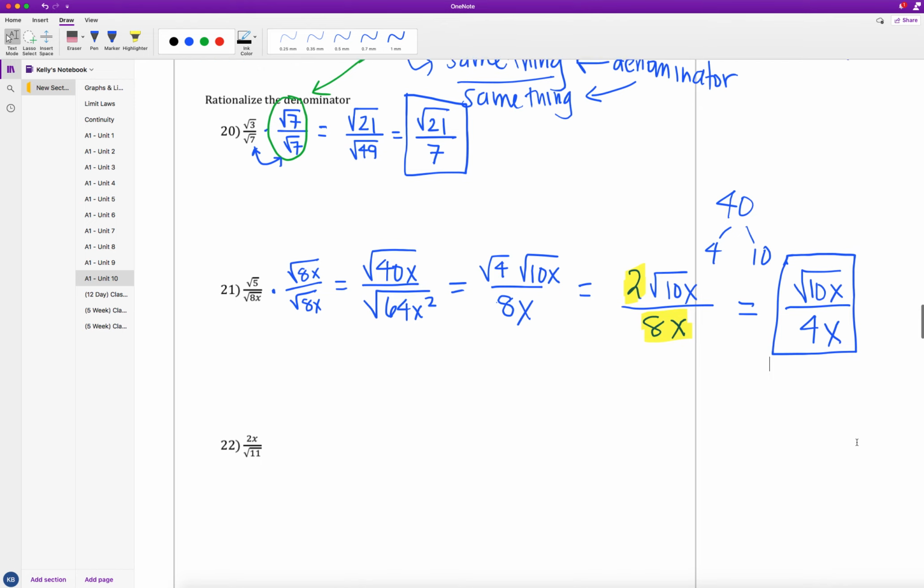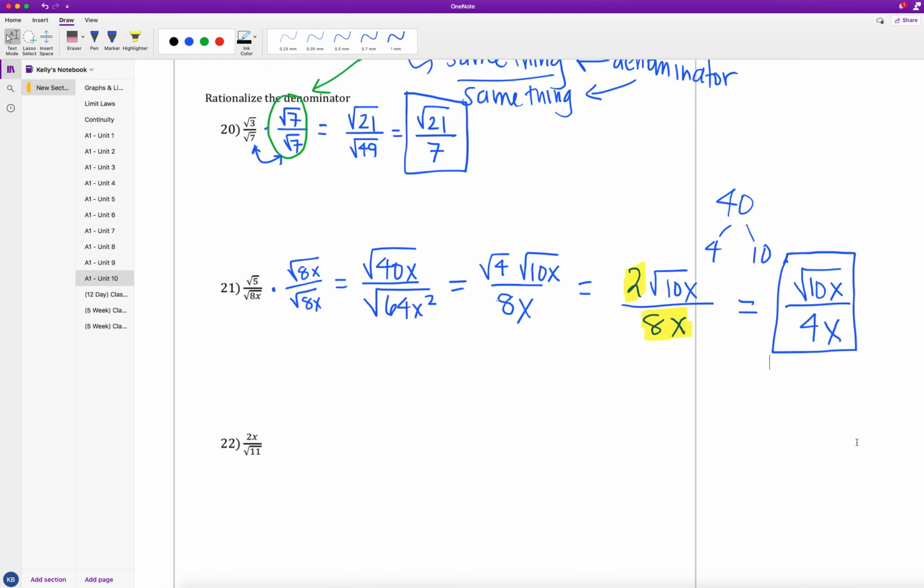All right, let's look at our last example. It says 2x over the square root of 11. Why don't you guys pause the video and do example 22 on your own first. In example 22, we want to rationalize. So to do that, I want to get rid of the square root in the denominator. So I'm going to multiply by the square root of 11. So I need to multiply by the square root of 11 in the numerator.